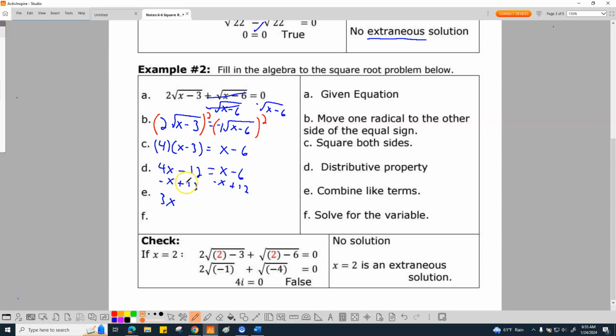And again, this is not algebra 2. This is skills you're supposed to have. Negative 12 plus 12 goes to 0. x minus x goes to 0. And then negative 6 plus 12 is, in fact, 6. So divide this 3 out on both sides. And we end up with x equals 2.